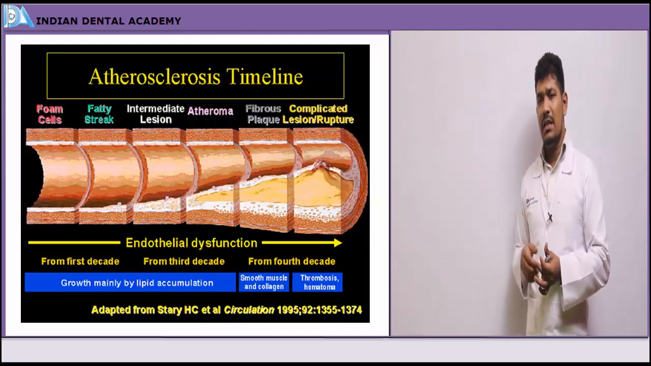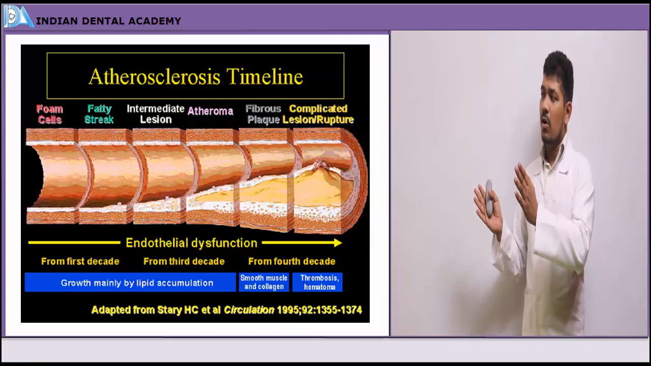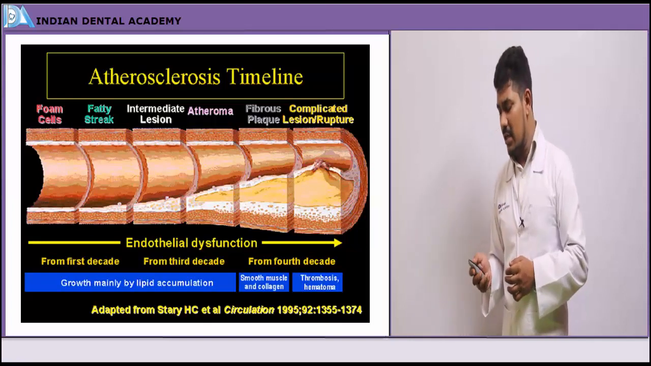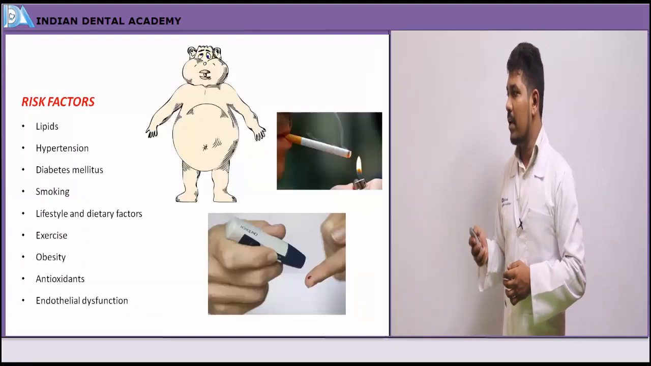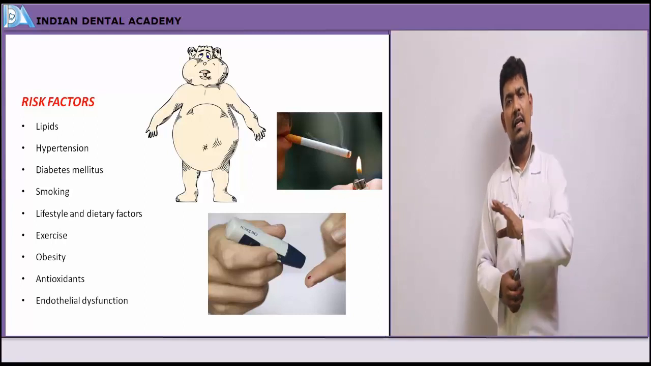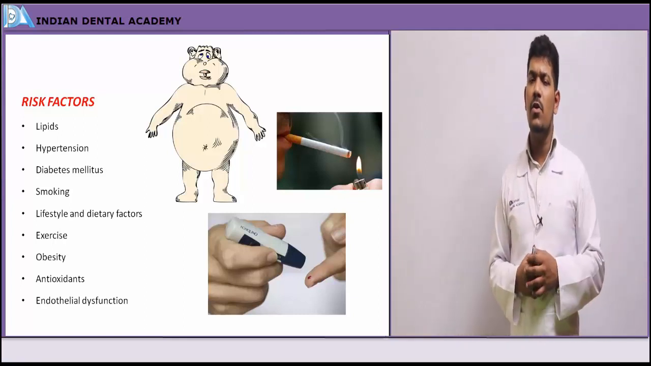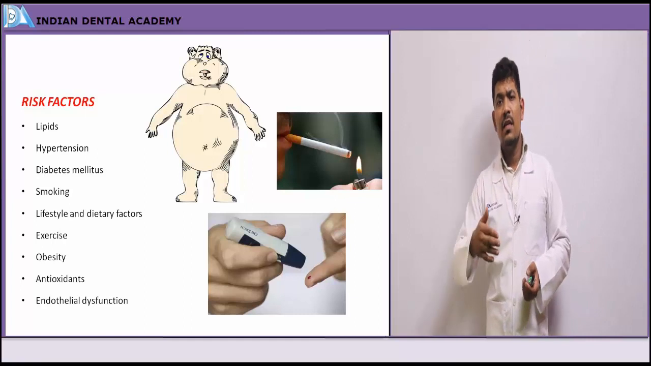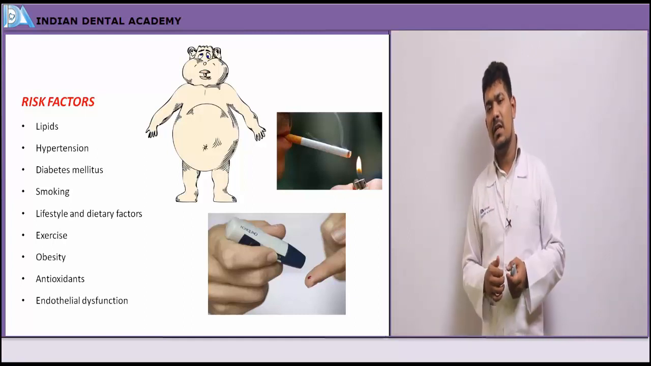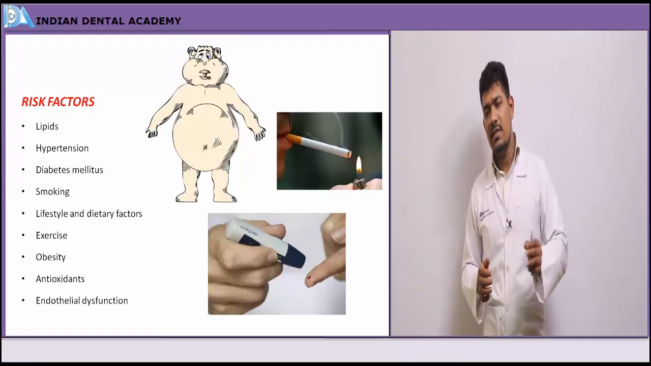So this is the atherosclerosis timeline, which is seen in this particular condition of myocardial infarction. Again, the risk factors are exactly the same as those responsible for hypertension, since coronary artery disease is nothing but the next stage of hypertension. The risk factors are all the same.